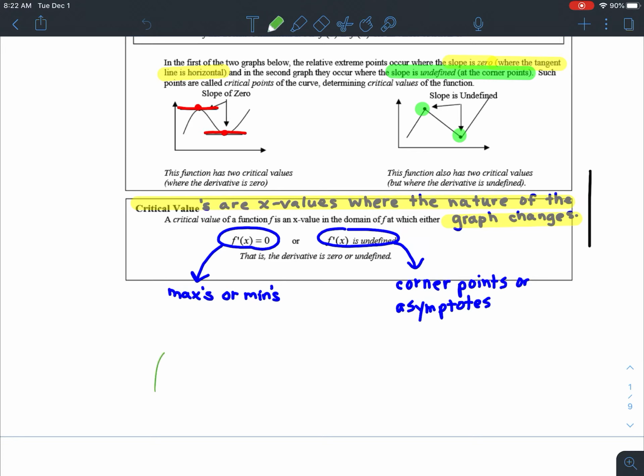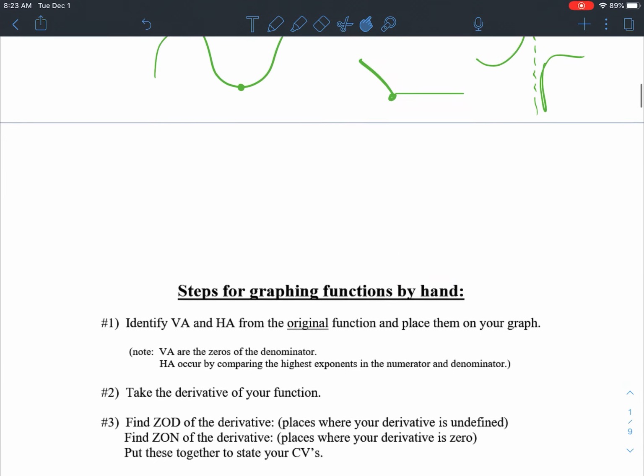And so those could be things like maxes or mins, so places on the graph where there's a peak or there's a valley. They could also be corner points or asymptotes, so it could be like a jagged corner point of sorts, or if there is an asymptote at that x value, that would be a critical value. Now, where do we find these maxes, mins, corner points, asymptotes? They're located any place your derivative is either equal to 0 or where your derivative is undefined.